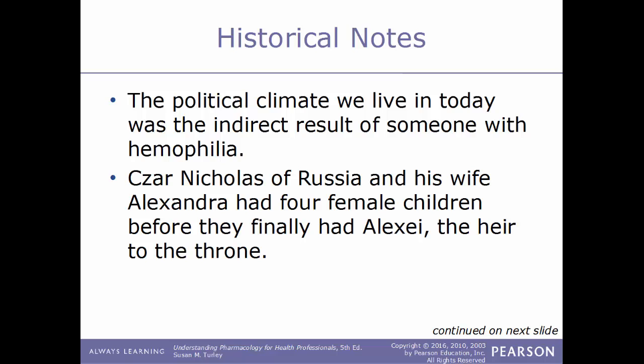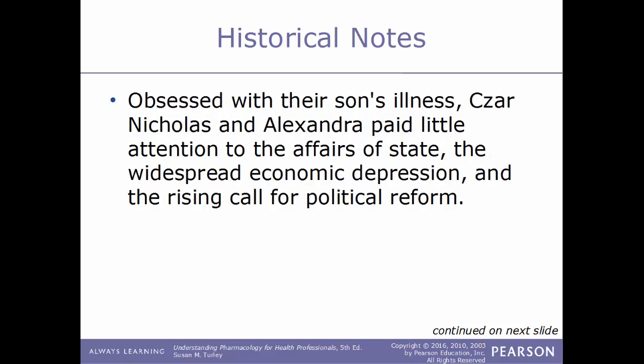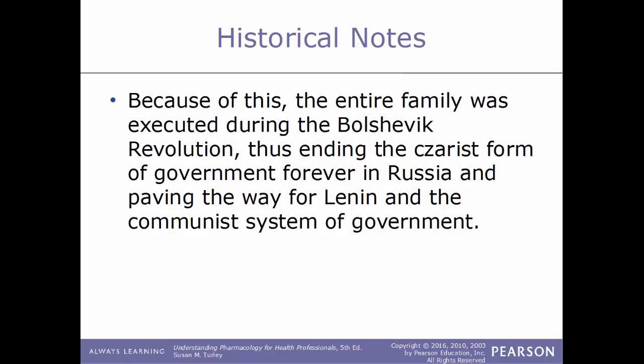I will end this chapter with a historical note. The political climate that we live in today was the indirect result of someone with hemophilia. Tsar Nicholas II of Russia and his wife Alexandra had 4 female children before they finally had Alexei, their heir to the throne, the only male child. Alexei had hemophilia because his mother was a carrier of the hemophilia gene, and he was very frequently near death. Obsessed with their son's illness, Tsar Nicholas and Alexandra paid little attention to the affairs of Russia, the widespread economic depression, and general affairs of state, and all this led to a rising call for political reform. Because of this, the entire family was executed during the Bolshevik Revolution, thus ending the Tsar's form of government forever in Russia, and paving the way for Vladimir Lenin and a communist system of government.